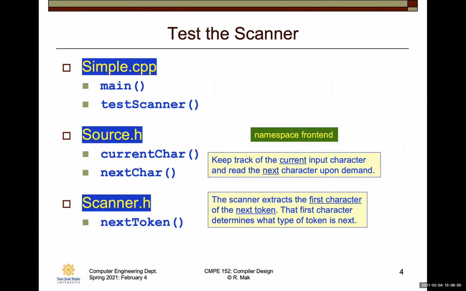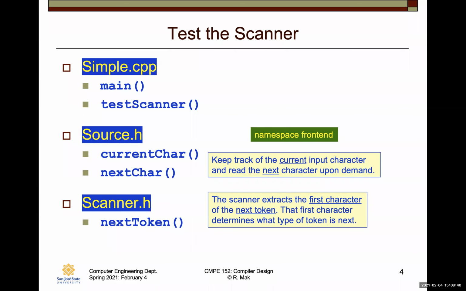Every time the parser says, "Hey scanner, give me the next token," the scanner will then work with the token class and the source class in order to extract the next token out of the source. And I showed you on Tuesday, character by character, how the scanner works. Basically, if the current character is a blank, it will skip blanks all the way up to the first non-blank character that it encounters. And that non-blank character will determine what is the next token.